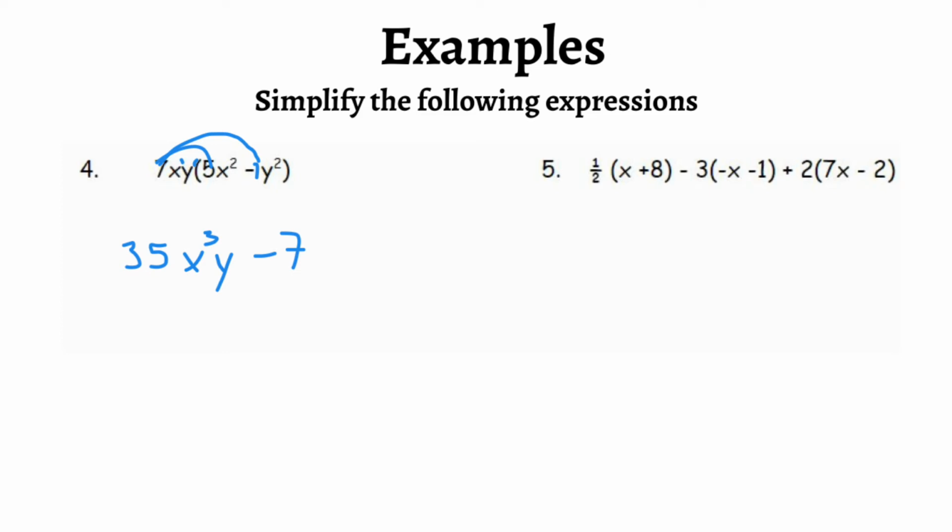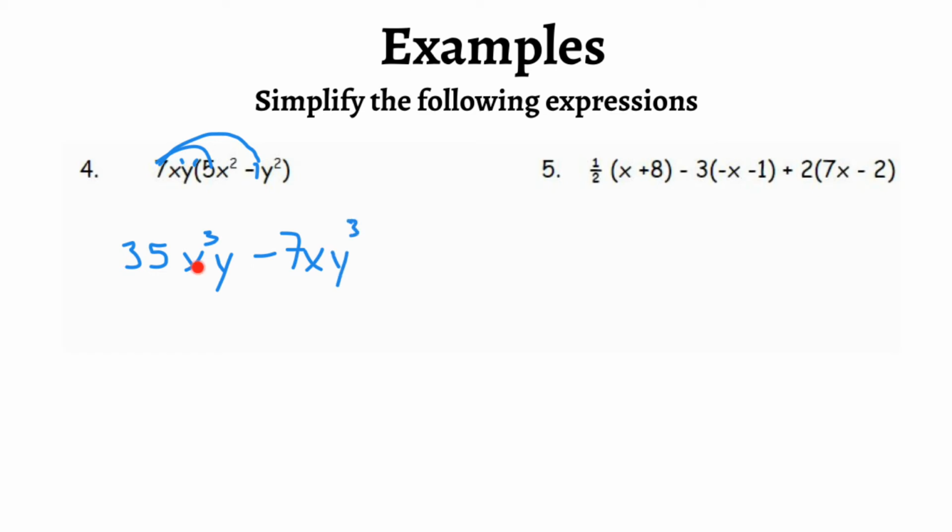The x, as it's being distributed, x times, there's no x value, so we just tag the x along. But we do have a y value, so y times y squared, since there's one y here and 2 in the top, 2 plus 1 exponents, we get y cubed.